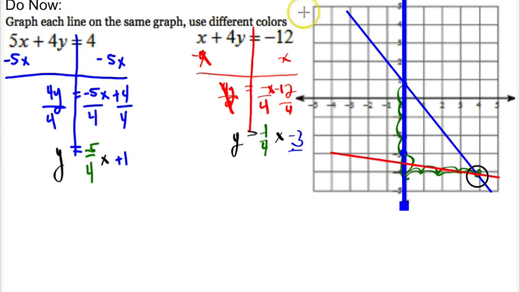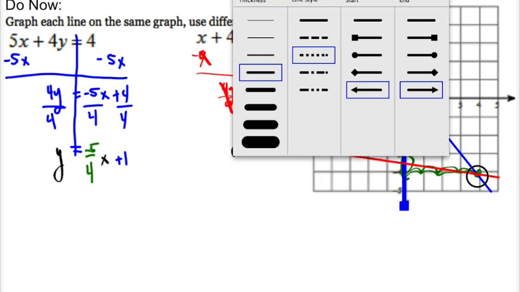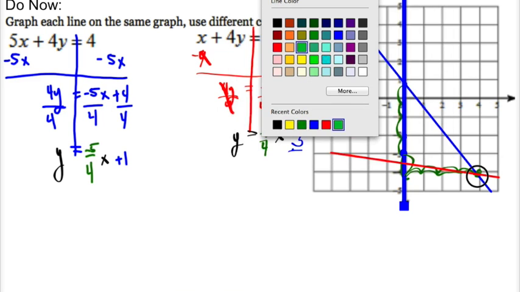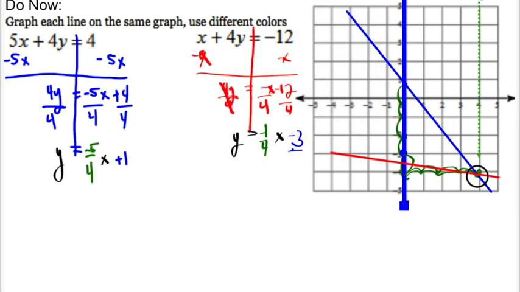This point right here. And again, to find that point, I'm just going to look up and to the left for my x values and my y values. My x value is going to be x equals 4, and my y value is negative 4. Y equals negative 4. So 4, negative 4, there is one solution.